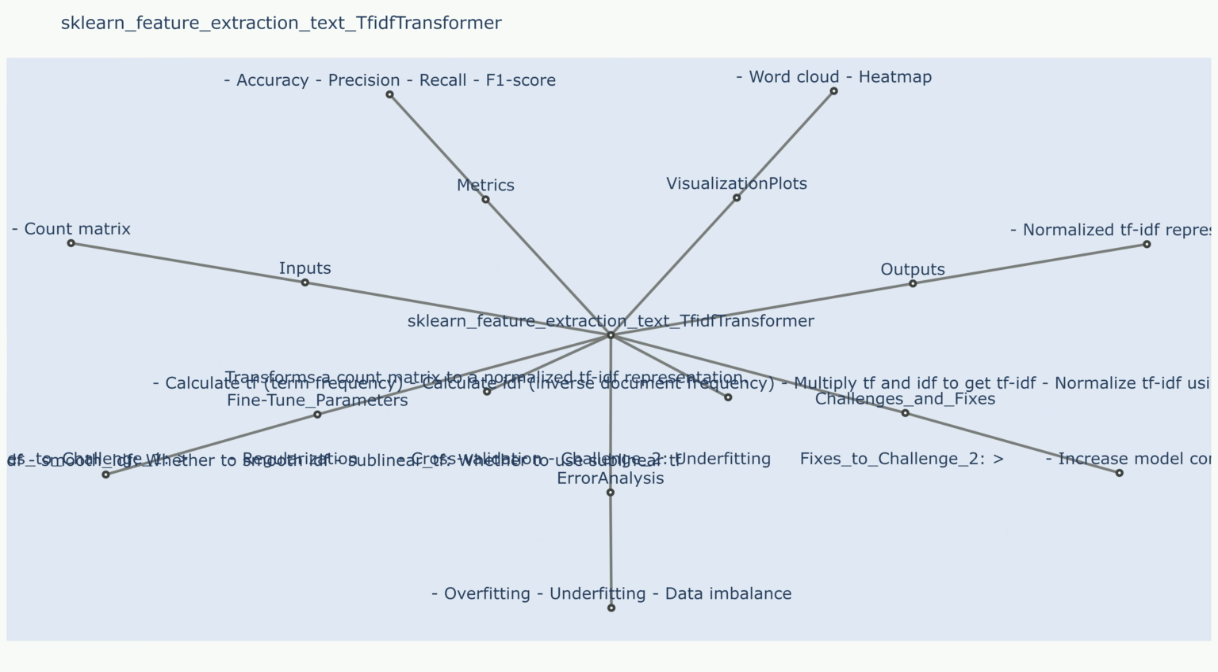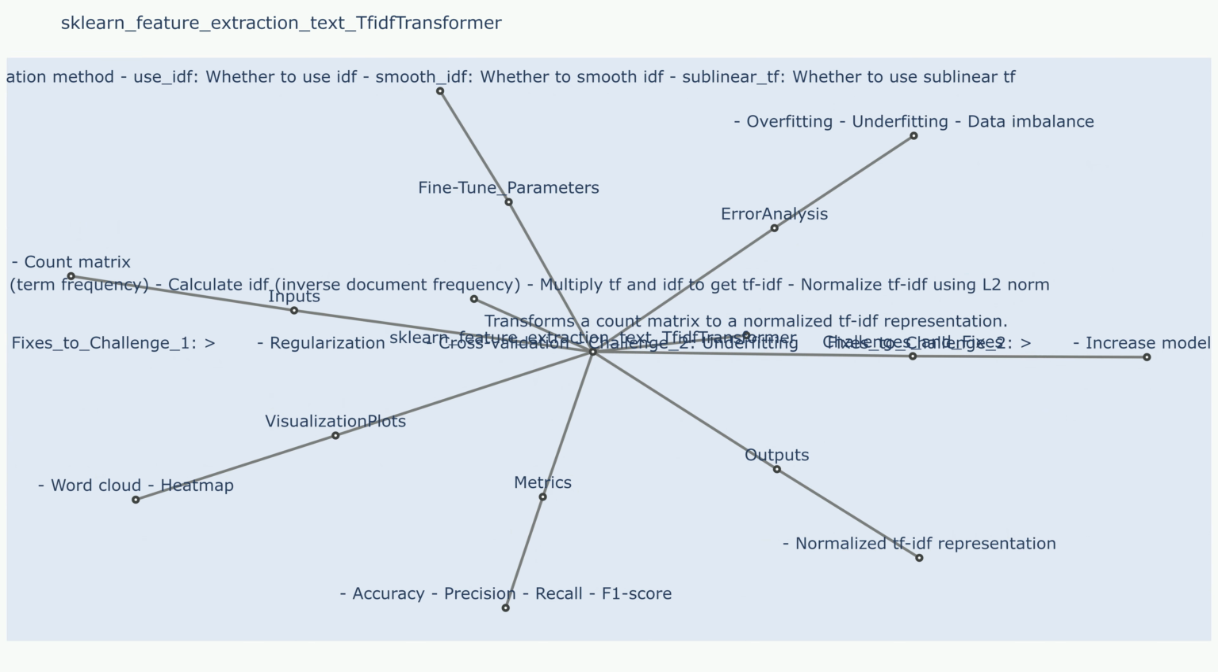Outputs. TF-IDF matrix. This is the transformed matrix, where each row represents a document and each column represents a word in the vocabulary. The values in this matrix are the TF-IDF scores of each word in each document.